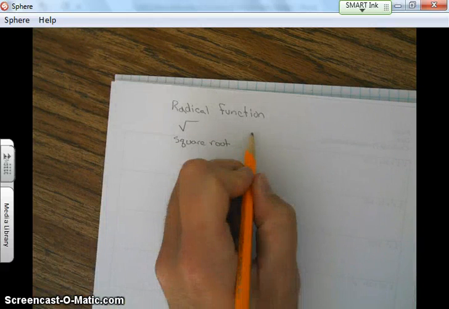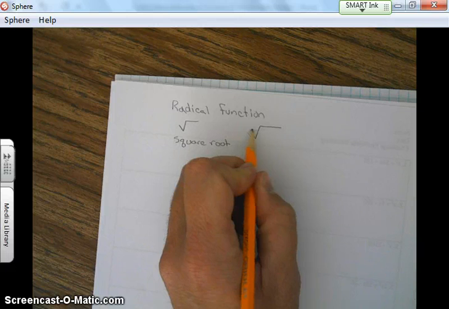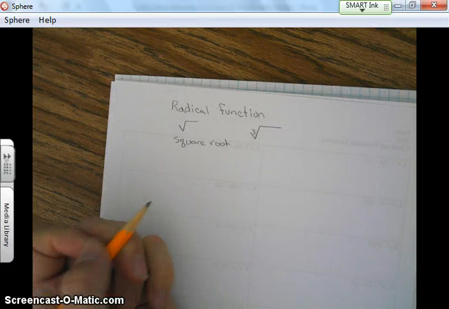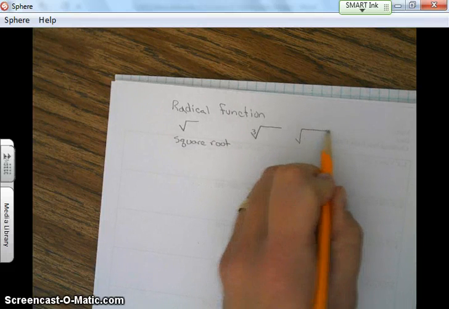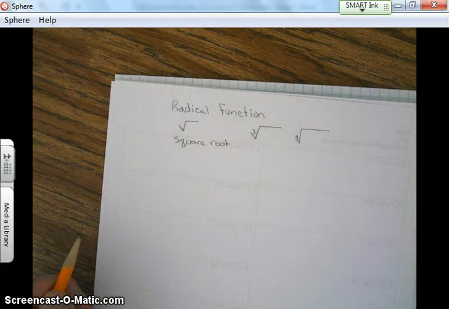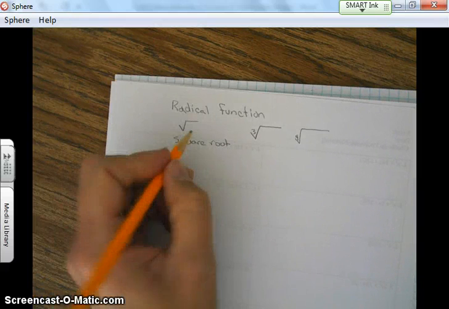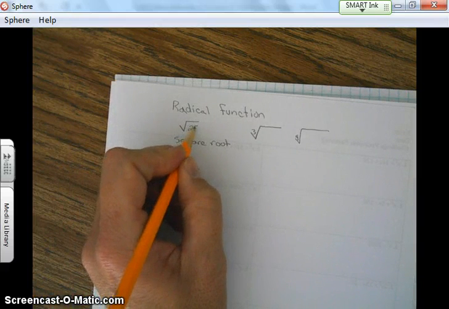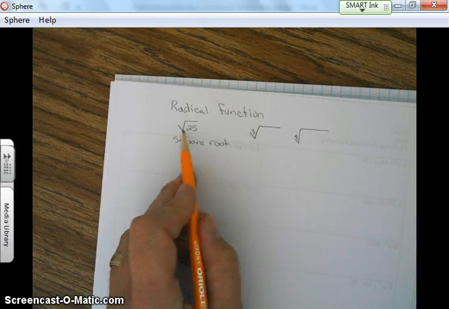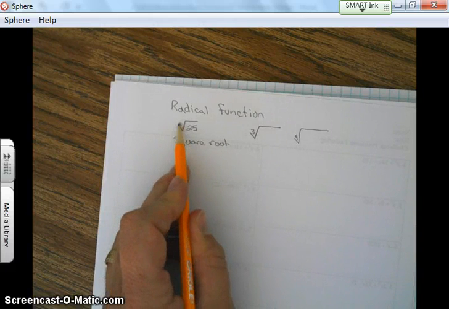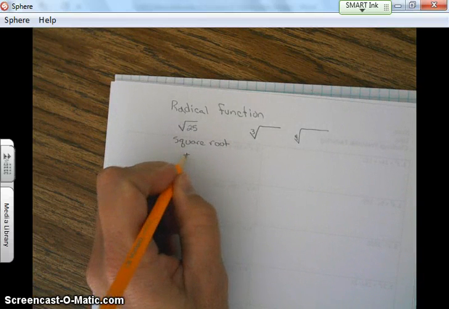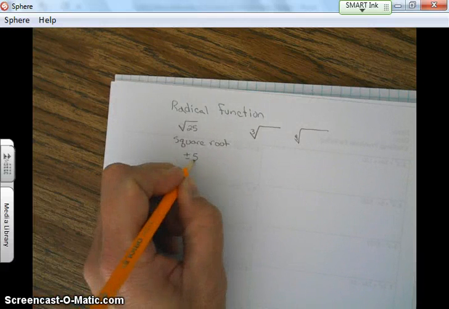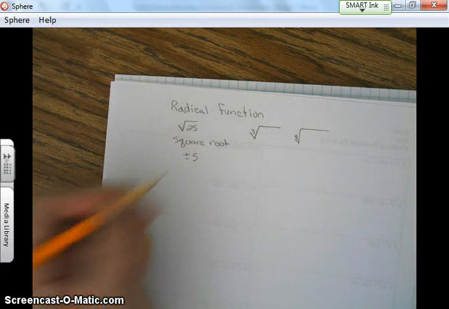Okay, but if I wanted a third root, I would actually have to put a little 3 here for a third root. And if I wanted a fourth root, I'd have to put a little 4 in here. So, for example, the square root of 25, so what two numbers multiply times each other to get 25? So we know that would be plus or minus 5. Or we normally just go with the positive one unless we're solving.